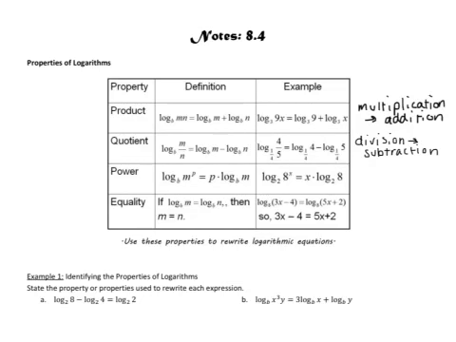The next one is called the power property. This one, you have an exponent within the log. So we're taking log base b of m to the p. What we can do is take that exponent and push it all the way to the front, and it becomes a coefficient. So this one is exponent to coefficient.